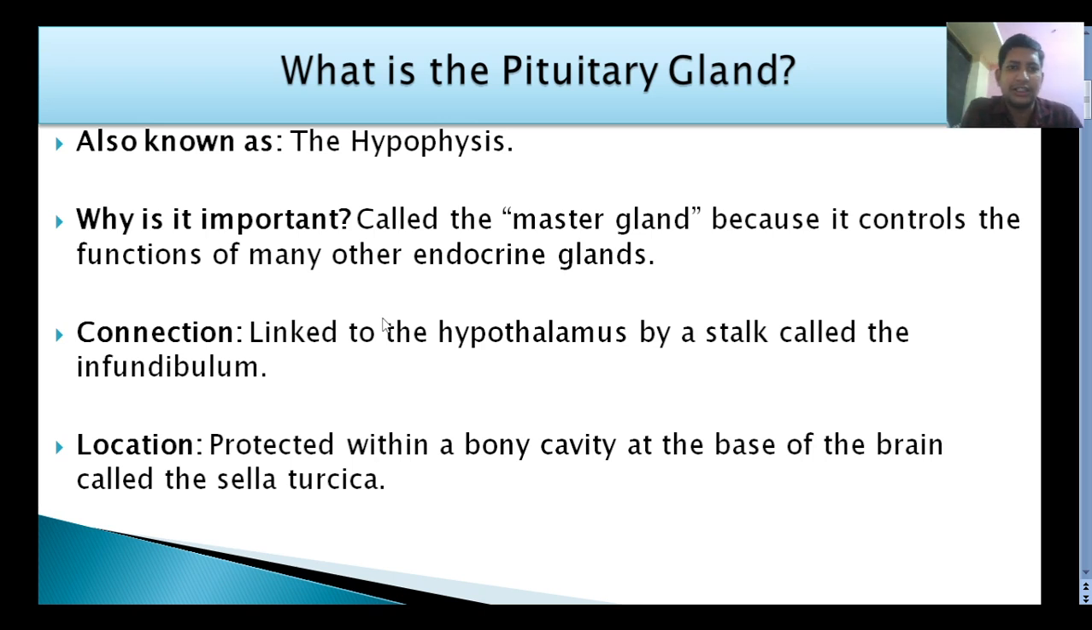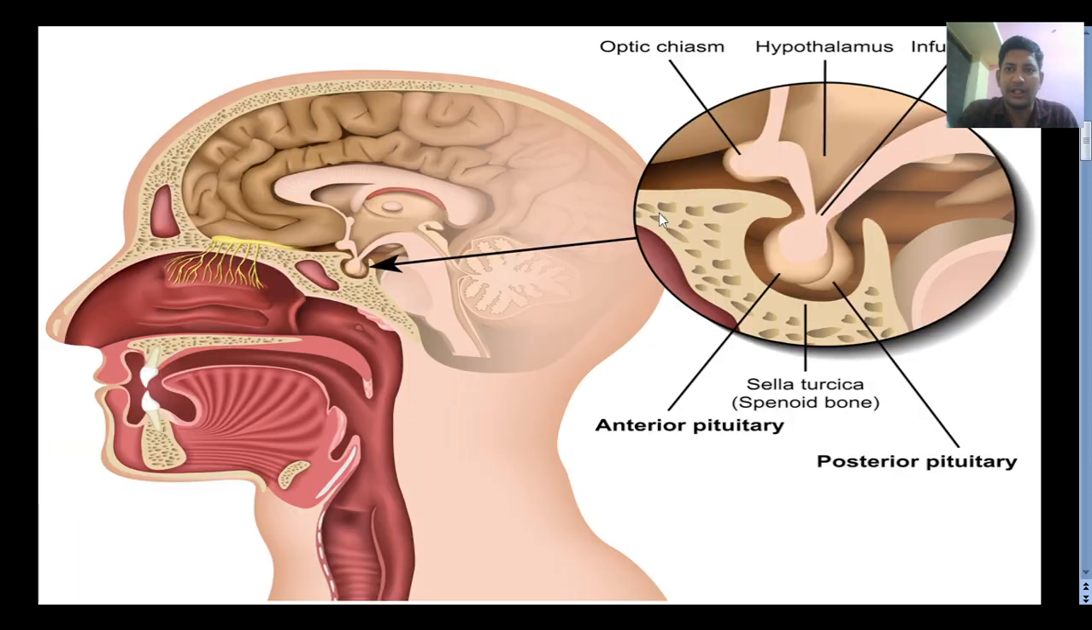Now, see, the pituitary gland is also known as hypophysis, and it is commonly called the master gland because it controls the function of most of the endocrine glands in our body. We know that endocrine glands are ductless glands which secrete chemical messengers called hormones. And this pituitary gland is connected to the hypothalamus by a stalk called infundibulum. Okay, you can see in this picture.